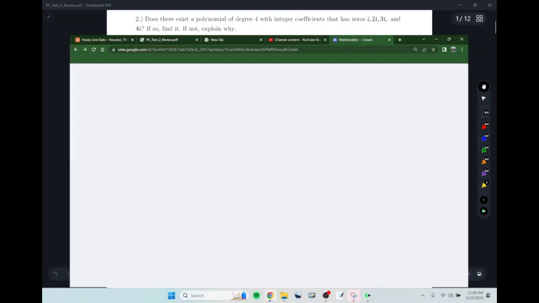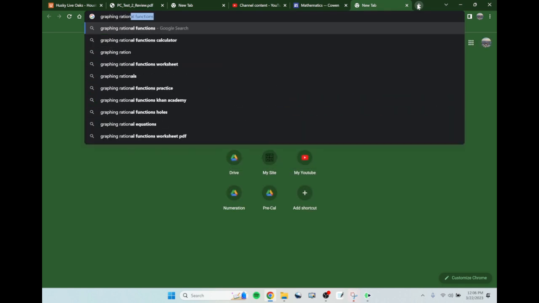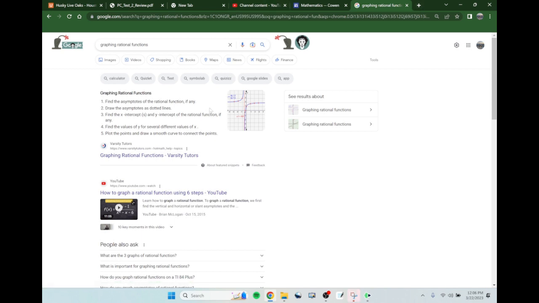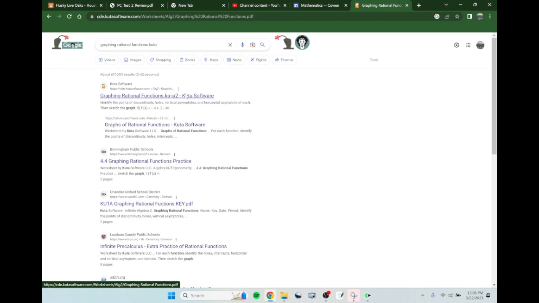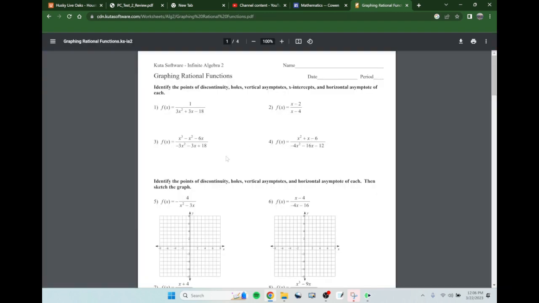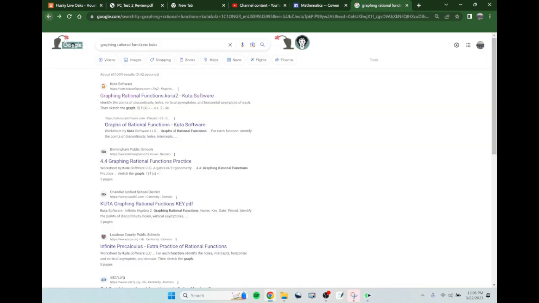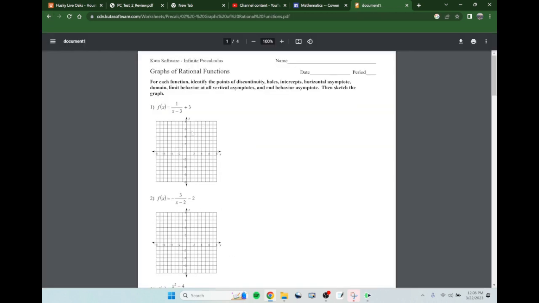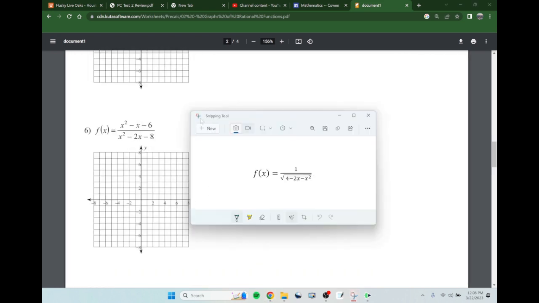Actually, hang on. What is that? Graphing rational functions? Graphing rational functions. I'm going to find a different one. No, this is a good thing. Boom. This is a great one. Wink, wink.